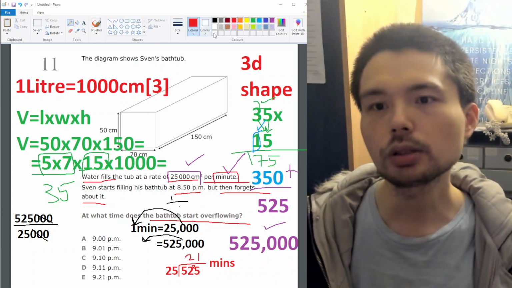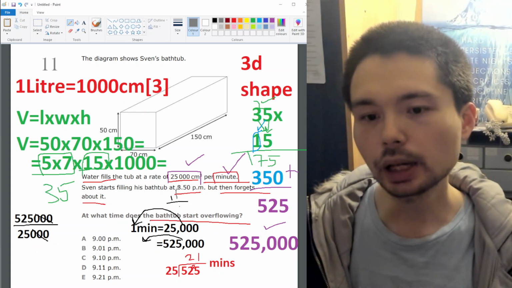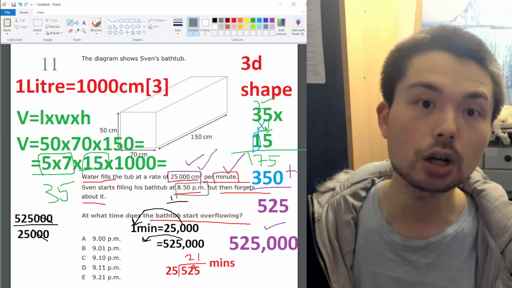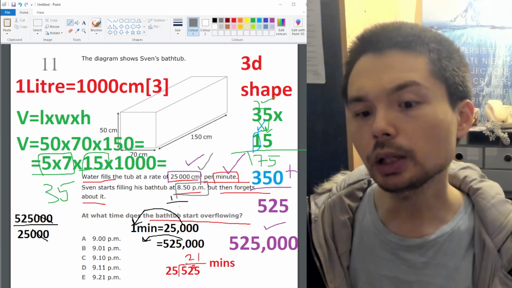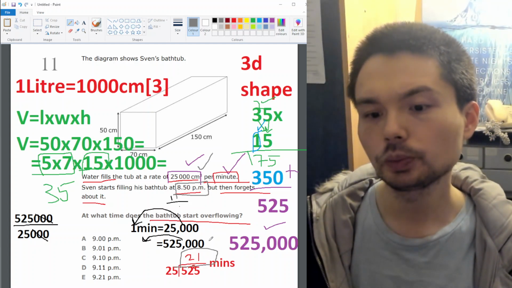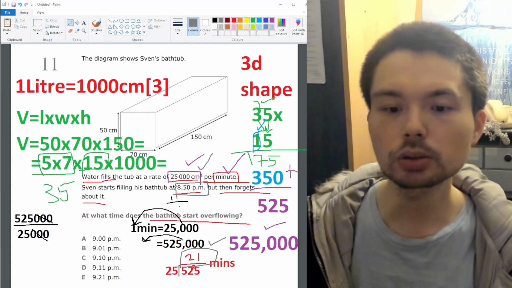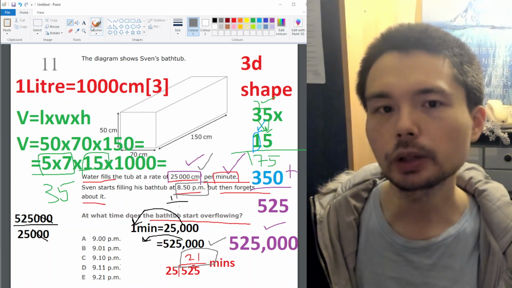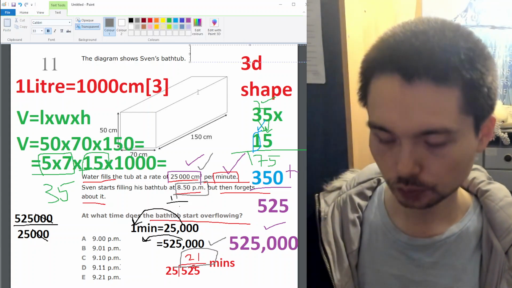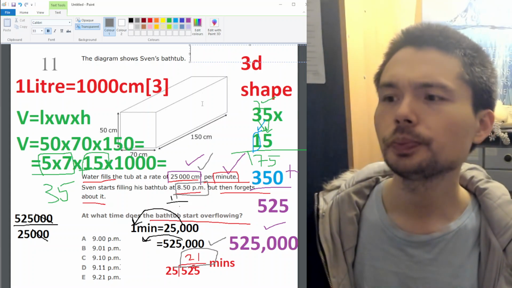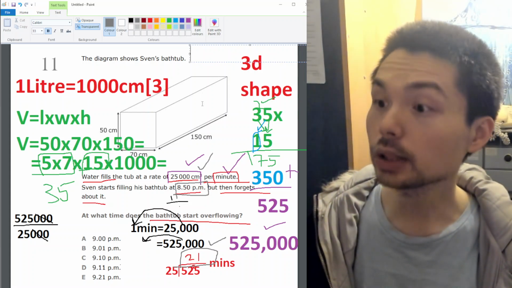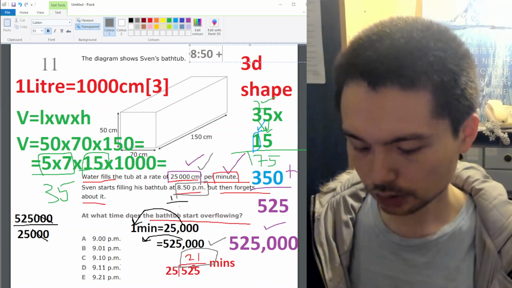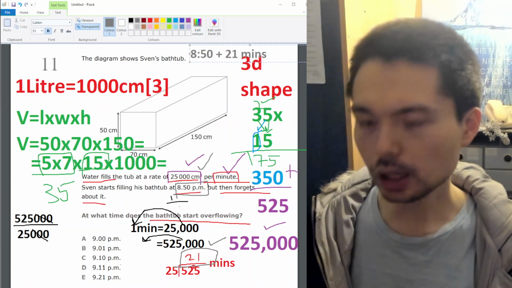And then this little number matters, you could say. 8:50 p.m. doesn't matter what it is. It does now. It starts at 8:50 p.m. 21 minutes later, the tub now overflows, so what time does he finish? I'll give you guys 5 seconds. Work it out. We need to add 21 minutes. Do it. 8:50 plus 21 minutes is equal to what?